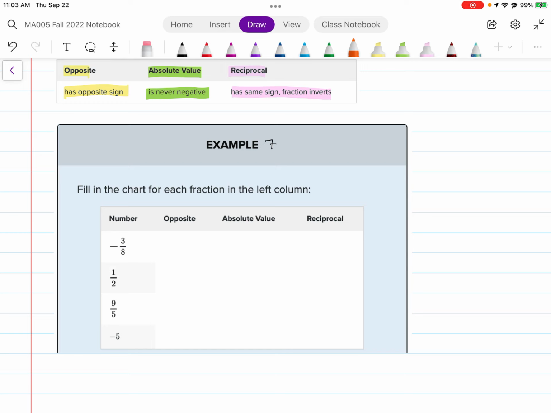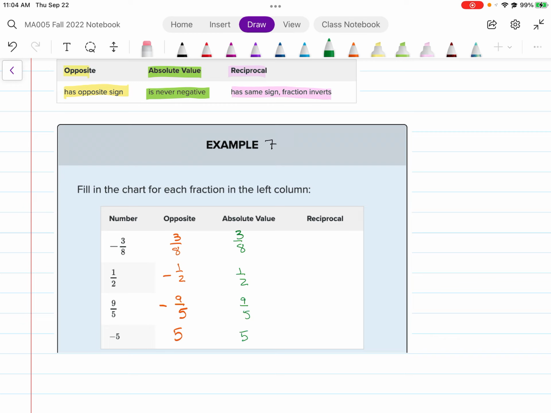Okay, so the opposite of -3/8 is 3/8. The opposite of 1/2 is -1/2. The opposite of 9/5 is -9/5. The opposite of 5 is -5. So you just change the sign to the opposite sign. So if it's negative, it becomes positive. If it's positive, it becomes negative. All right, now the absolute value of those is just going to be the positive version of each one.